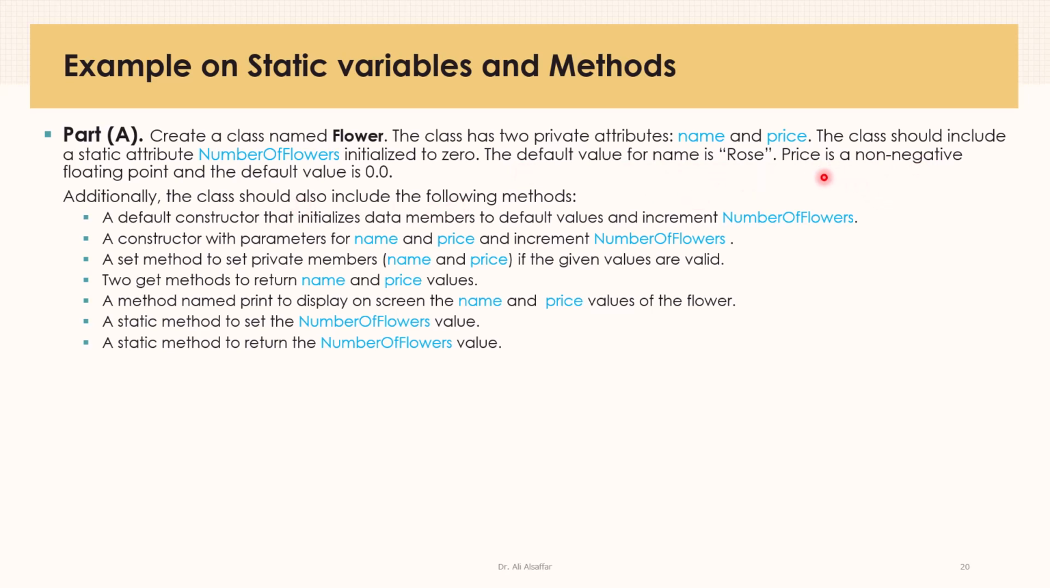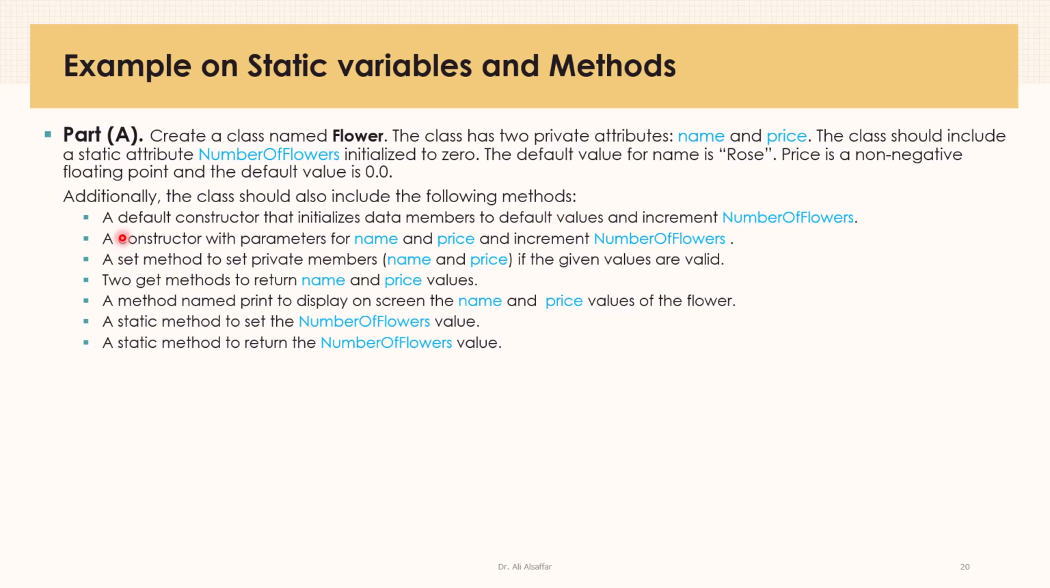But for a price in the constructor or in any other method, if a new price is supplied as an input parameter, then we need to make sure that it is non-negative. Otherwise, if it is in the constructor, we will save it as the default value 0, and if it is in the set method, then we need to keep the previous value of a price as before. So what are the methods that we need also in addition to the data members we need to define in this class? Additionally, the class should also include the following methods.